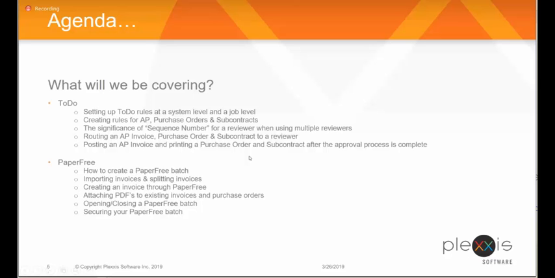Okay. So we'll start with ToDo first, since it's the setup portion. I'll show you how to set up on the system level, on the vendor level, on the job. Once all the rules are set up, we can set sequences up as well. So if there's multiple people that need to be approvers, I can show you how to get those in. And after that is done, we'll create a Paperfree batch and show you how it flows, how all the rules that you set up flow into Paperfree, and everything gets routed to the right person.